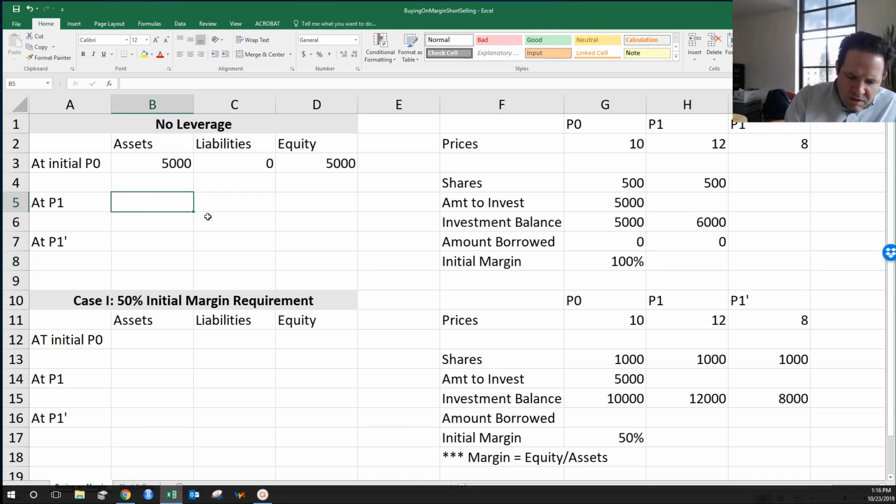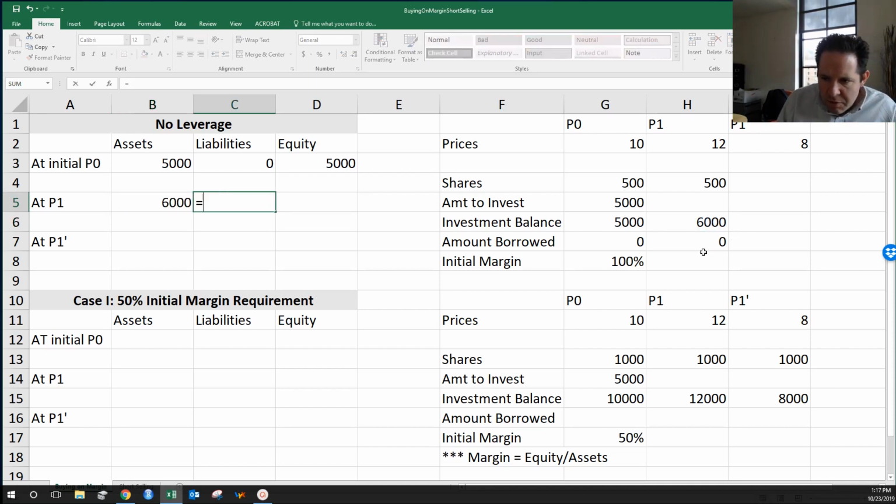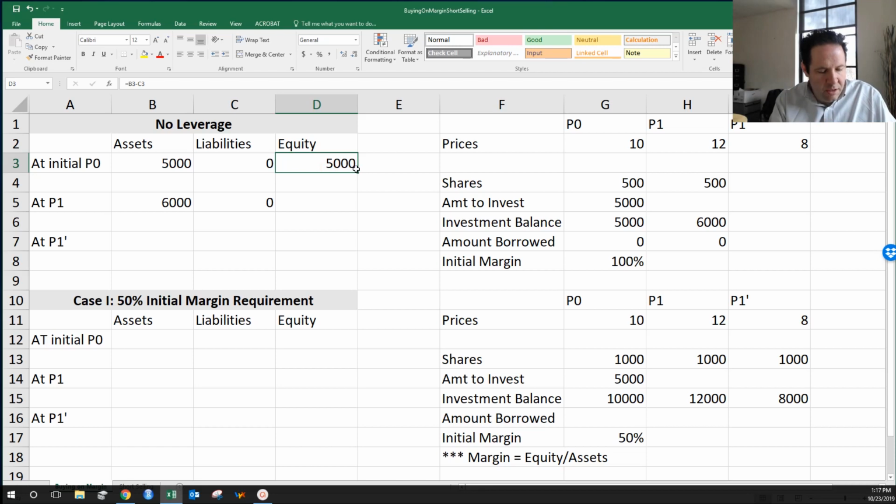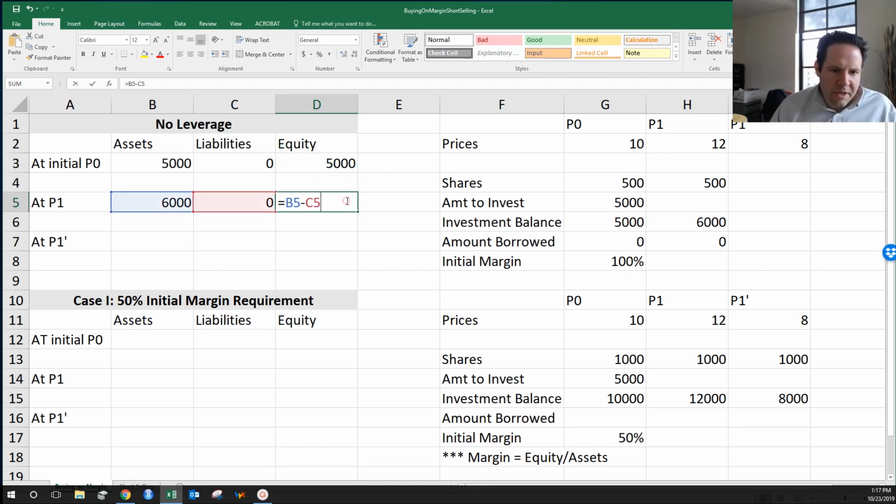So if we reference what happened in terms of a balance sheet in our new position after the price change, we can see that now the investment balance is 6,000. We still have liabilities of 0, and I can just copy down here equity, because it's always going to be assets minus liabilities equals equity, or really the ultimate investment balance in the account. So you can see that we have $6,000 in the account.